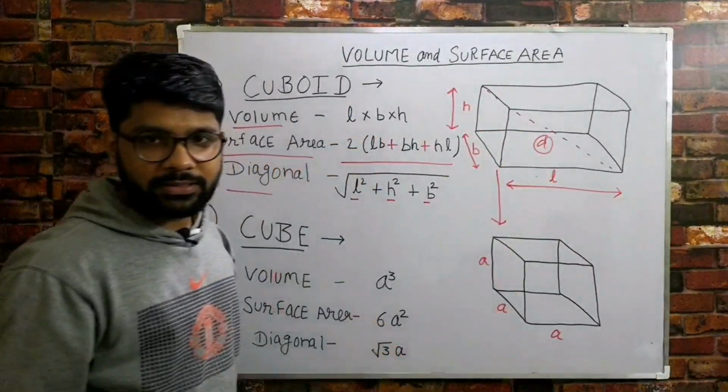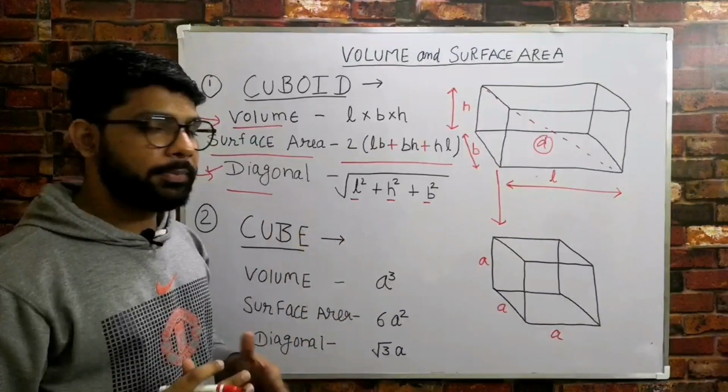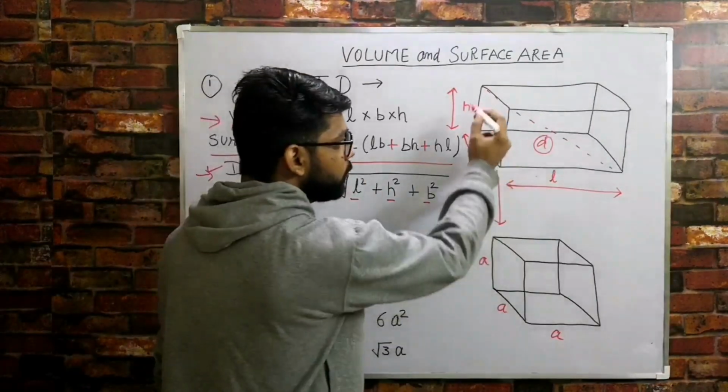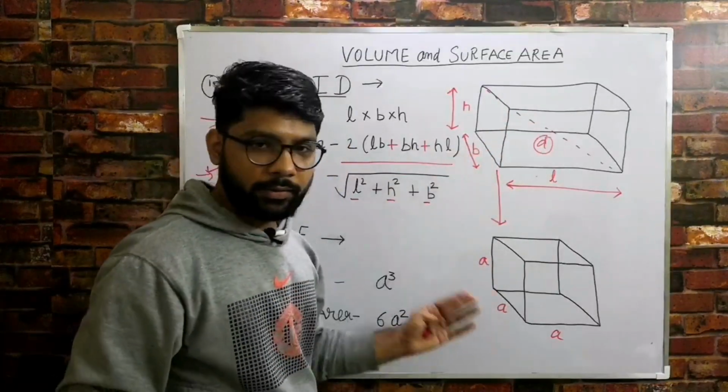Height of a cuboid will change and become the same, like 5 cm or 5 meter I can consider, then it will become a cube. अगर मैं सबको पांच पांच पांच कर देता हूँ, so the cuboid will convert into a cube.